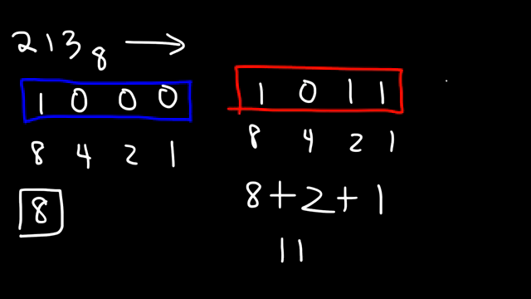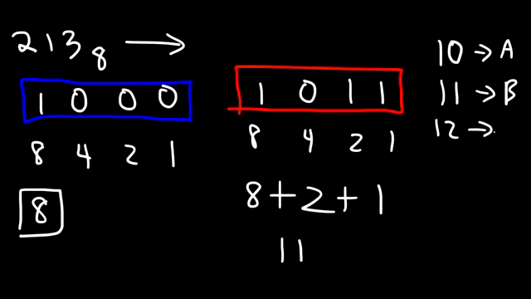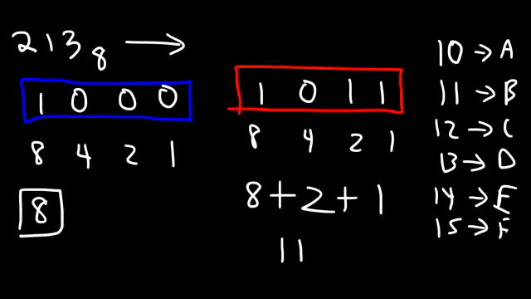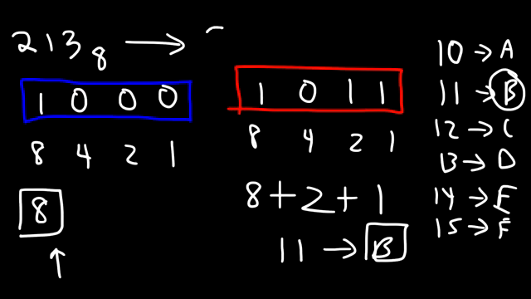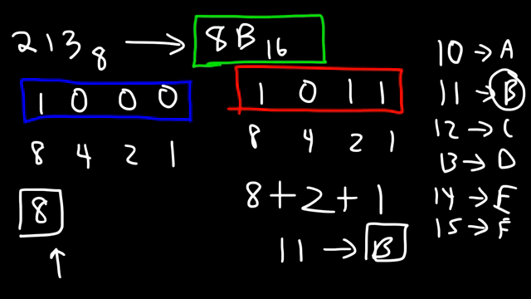Now, you need to know that in a hexadecimal system, 10 corresponds to A. 11 as a decimal corresponds to B in the hexadecimal system. 12 corresponds to C. 13 corresponds to D. 14 corresponds to E. And 15 corresponds to F. So since we have 11, we need to replace 11 with B. So we have an 8 and a B. Thus 213 in the octal system corresponds to 8B in the hexadecimal system. So this is our final answer for the problem, 8B.